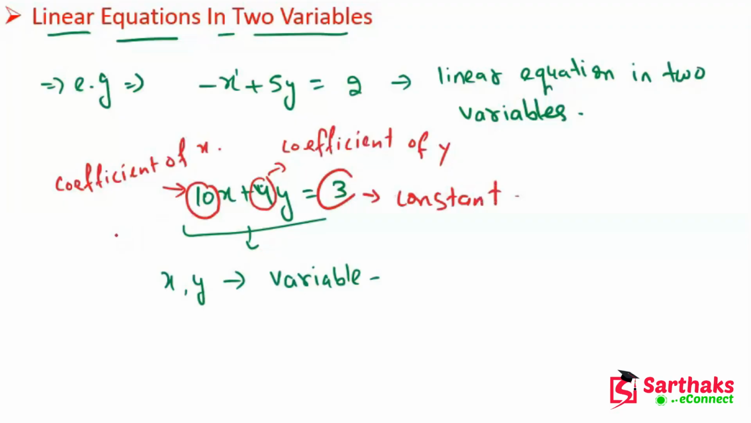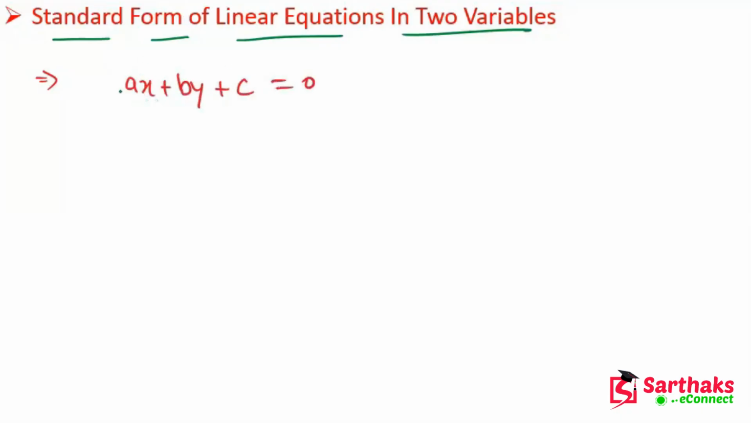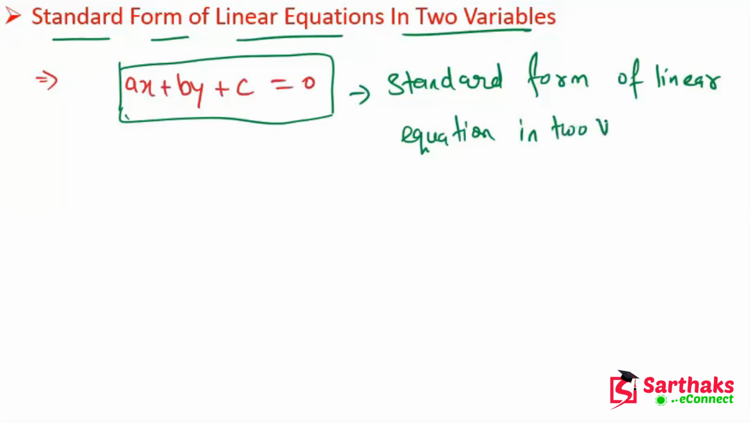So my dear friends, I hope you understand the concept of linear equation in two variables. Now let's see the standard form of linear equation in two variables. It can be written as ax plus by plus c is equal to 0. This is the standard form of linear equation in two variables.